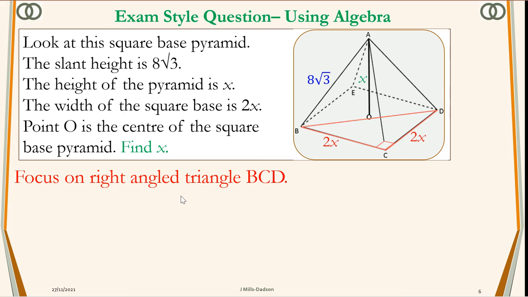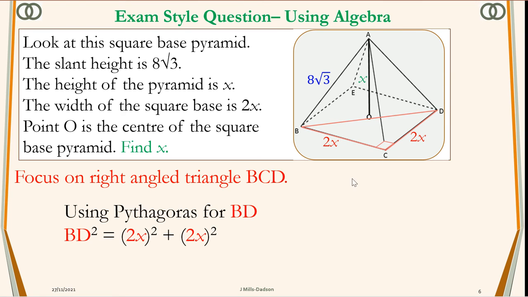Let's focus on right angle triangle BCD. You know that because the base is a rectangle, that makes it a right angle triangle. So we can work out BD using Pythagoras relationship. BD is the hypotenuse. So BD squared should be equal to 2x squared plus x squared. Okay, so we are using Pythagoras to work out BD. So this is what we have.